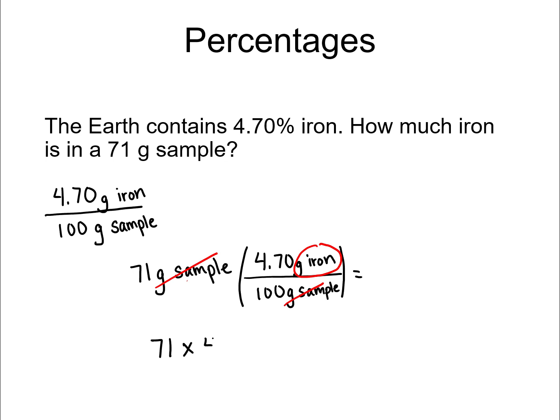On your calculator, you need to put in 71 times 4.7 divided by 100. If you don't do the divided by 100, you will get a stupidly large number, and it won't make sense. Try it out, let me know what you get.